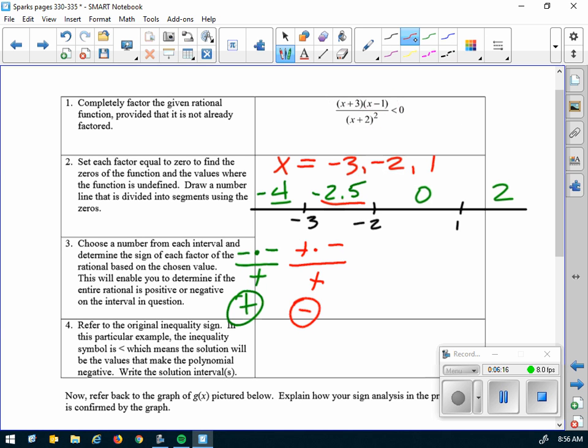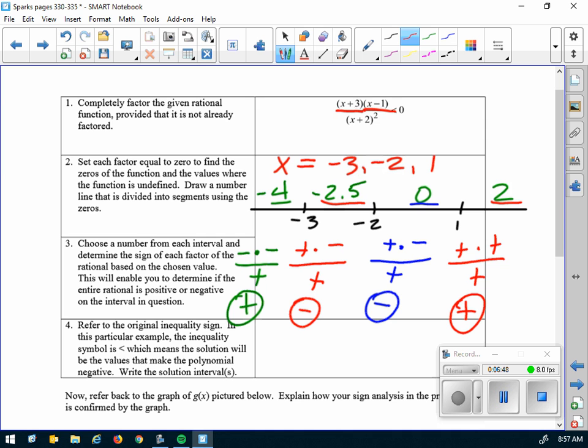Use your words. 0. Positive times a negative divided by a positive. What's that? That's a negative as well. X equal 2. Positive times positive divided by a positive gives me a positive.